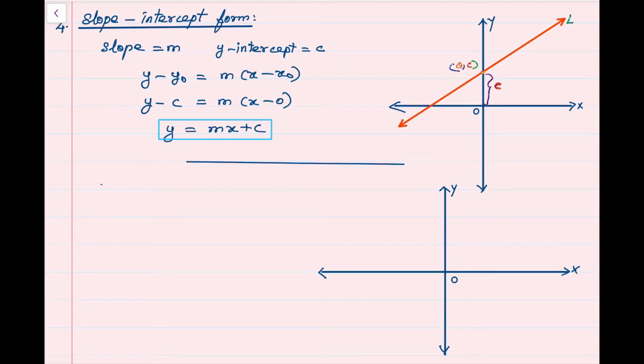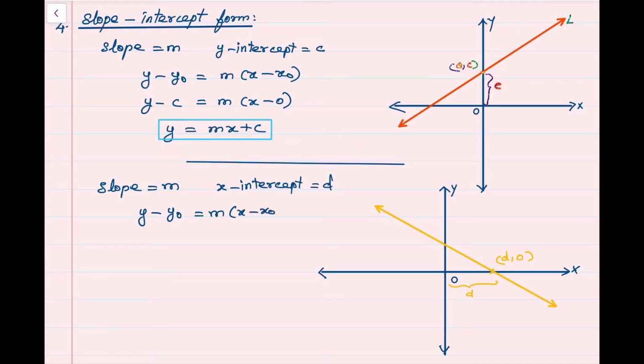Next, if the slope of the line is given as m and the x-intercept is given, say, let the x-intercept be d, let this be the line. This distance is called the x-intercept, which is d. Therefore, the coordinates of this point will be d, 0. Using the point slope formula, we get y minus 0 is equal to m times x minus d. Therefore, the equation is y is equal to m into x minus d. This is the slope and x-intercept form.